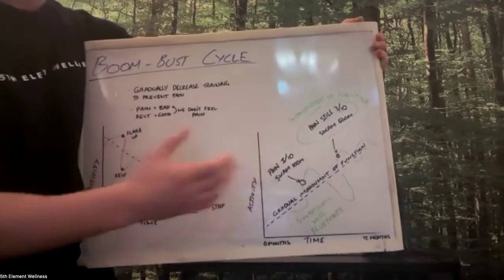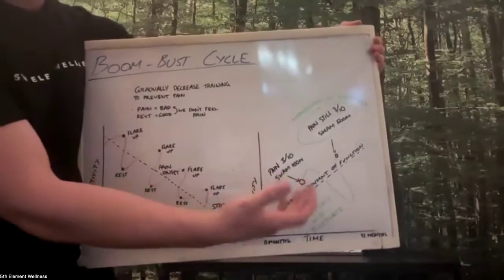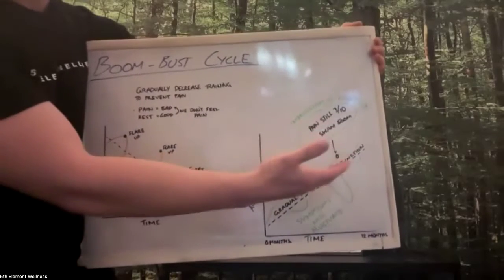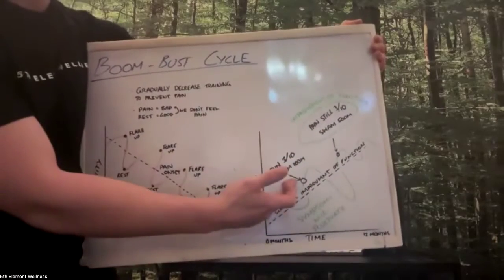Eventually, we'll be able to get to a 500-meter swim and still be at that 3 out of 10 pain. Now, that 3 out of 10 pain isn't a negative because we're still at the 3 out of 10 that we were before. It's actually a positive because now we're putting an increased amount of load onto the joint and still having the same amount of pain as what we did back here.